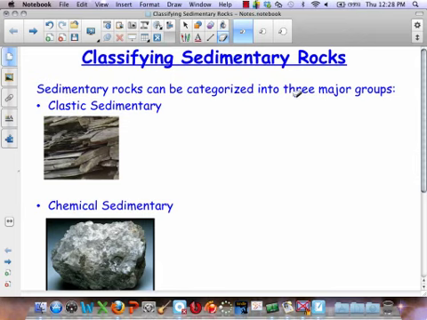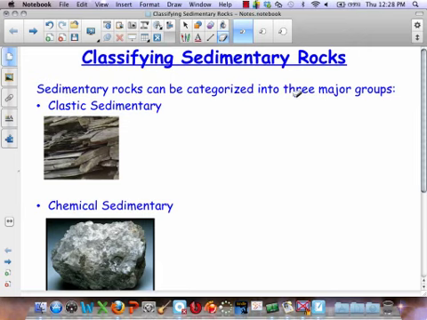Okay, well, ladies and gentlemen, looking at today's lesson, we are going to be looking at different ways in which we can classify sedimentary rocks. We basically break it down into three subcategories. The first category is pretty obvious. It's something we talked about yesterday, and that's clastic sedimentary.